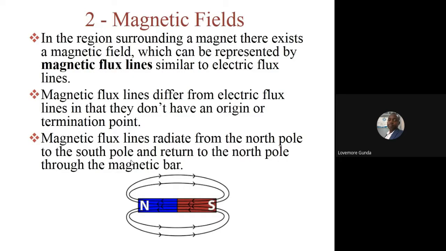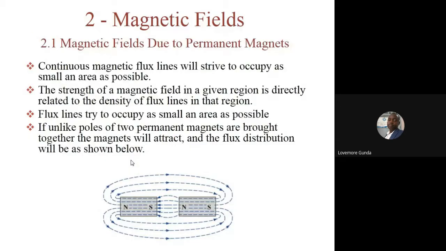But for magnetic flux lines, they are actually radiated from the North Pole to the South Pole and return to the North Pole through a magnetic bar, which means that magnetic flux lines actually make a closed loop, right? They make a closed loop. Now, those are magnetic flux lines, right? So we have different orientations or presentations of magnetic flux lines due to different sources of magnetism.